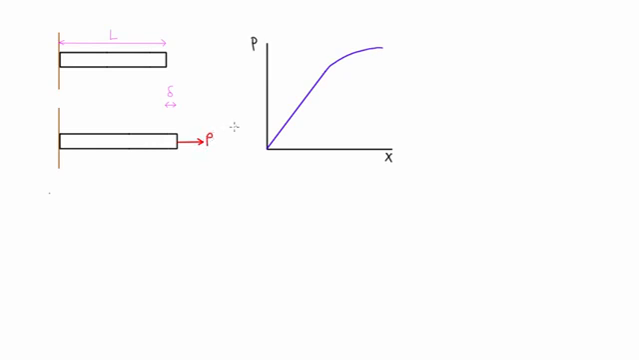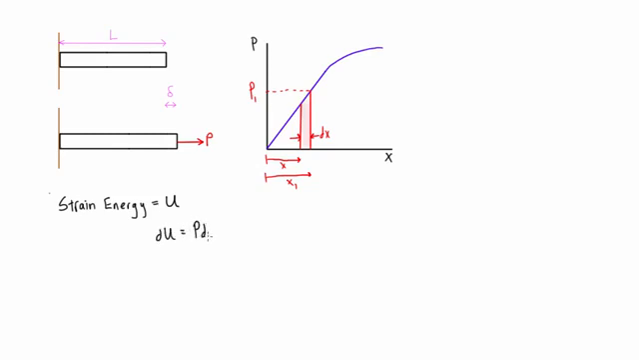And work is just force times distance. So let's use some calculus and we'll find the elementary work done by P as it moves a tiny distance of dx. So basically we're looking for this little sliver of area in here. Strain energy is represented as a capital U. So for the elemental work we just have dU is going to be equal to P dx.